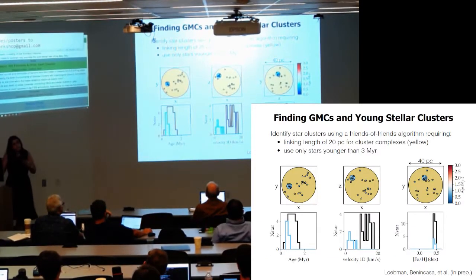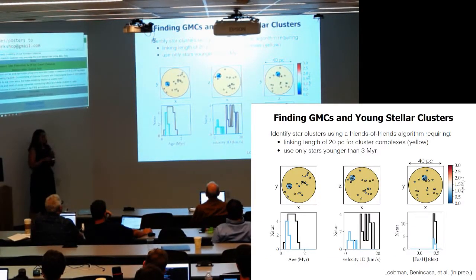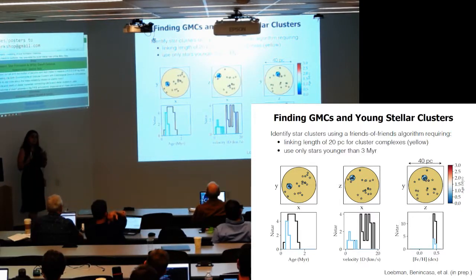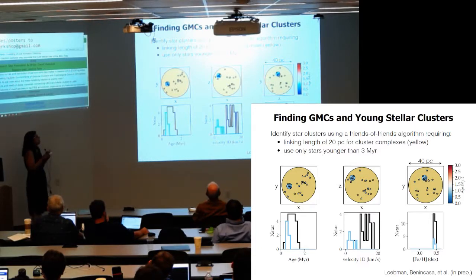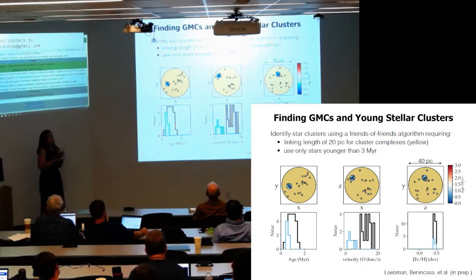And then you do the same thing with star clusters. This is an effort being led by Sarah Loebman at UC Davis in a paper coming soon. You do the same thing, use a friends of friends algorithm. You can choose different linking lengths depending on how stringent you want to be about your cluster identification. So she's looked for both complexes and smaller clusters, shown in blue here. And you also require that your stars are less than 3 megayears, so we're looking for young objects.